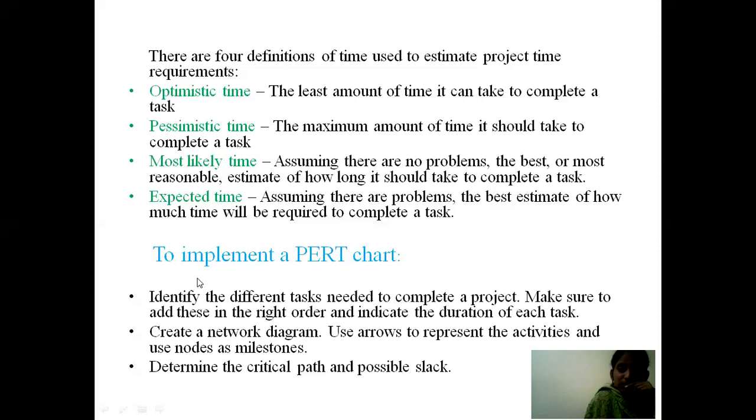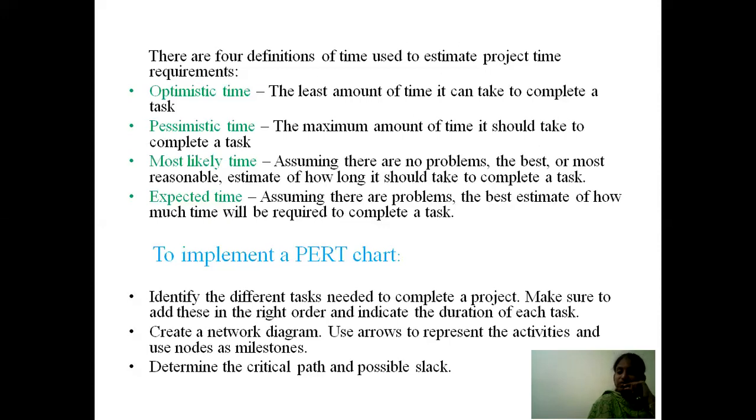Coming to this, to implement a PERT chart, how to implement a PERT chart? First thing is to identify the different tasks. We have to identify the different tasks which you are going to have in a project completion, and also mention the duration, which task is going to take how much time, and make sure to add these in the right order. We have to arrange the tasks in a sequential order by an arrow mark direction, and indicate the duration of each and every task.